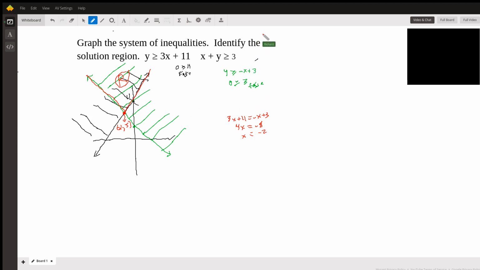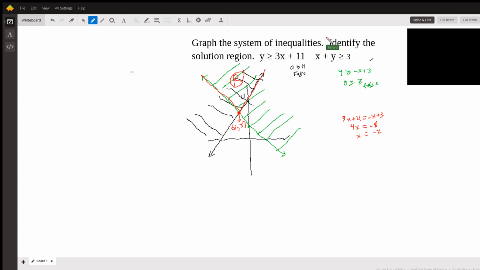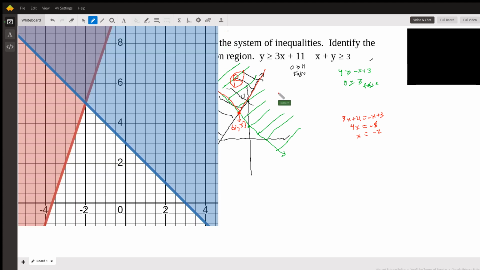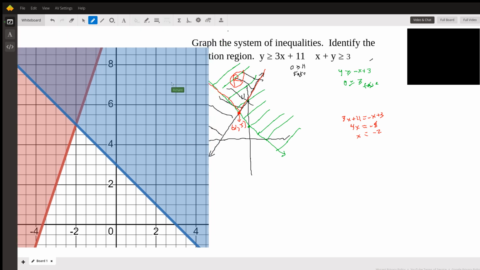Okay, so now let's take a look at the computer solution. You can do this on your graphing calculator, or of course you could always do it online with a graphing tool, which is what I did. So let's get that in here. And just grab it and shrink it down a bit so we can see it.